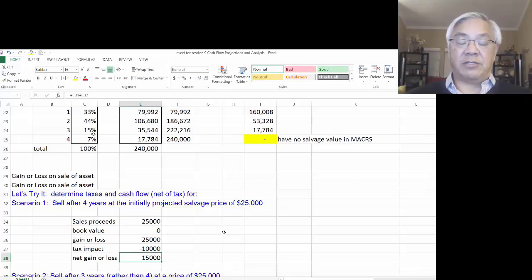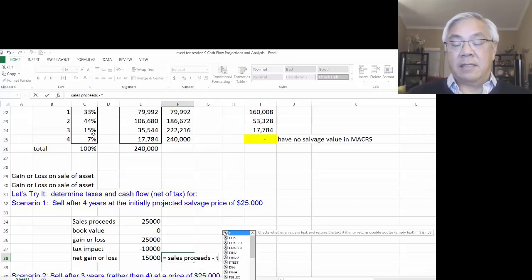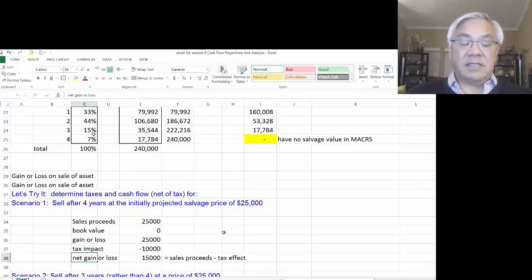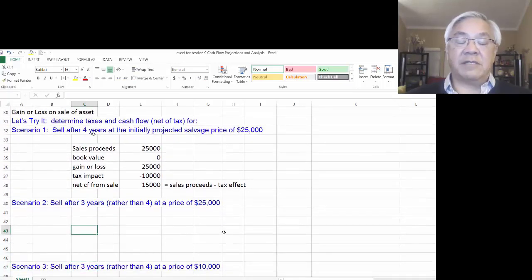So this one we want to make sure equals the sales proceeds minus the tax effect. Let's be a little clear. This is the net cash flow from the sale. That's a better way to say it. Okay, so next let's sell it after 3 years rather than 4 at a price of $25,000.